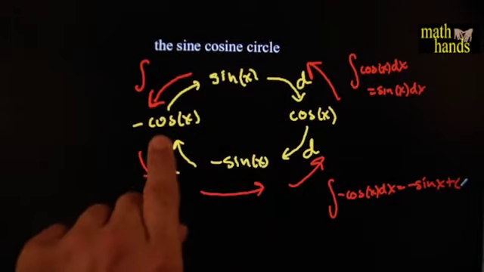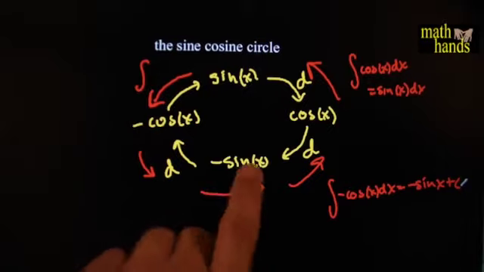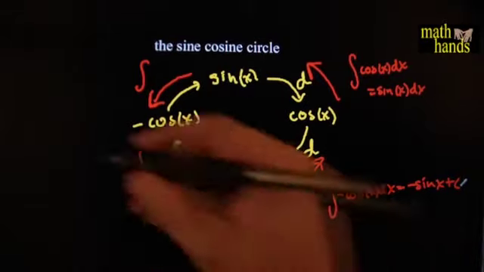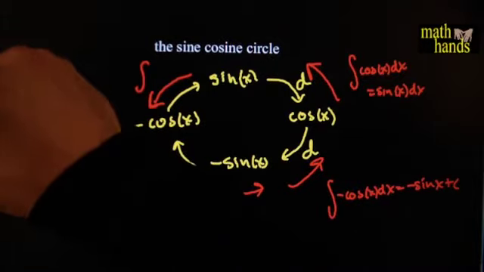The antiderivative of sine, negative cosine. The antiderivative of negative cosine, negative sine. The antiderivative of negative sine, cosine. The antiderivative of cosine, sine. Told you, super famous. Okay?